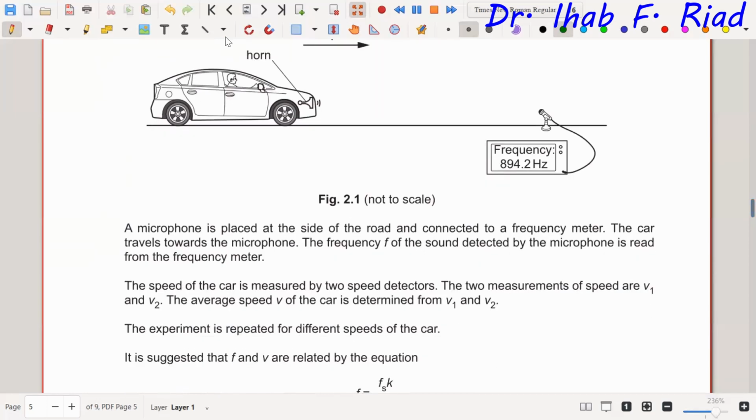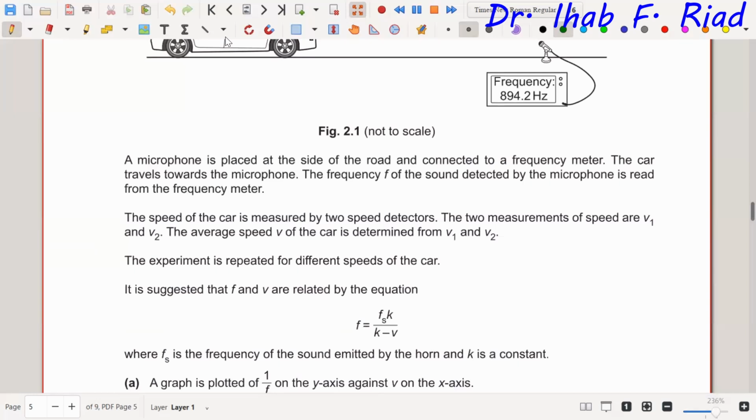A microphone is placed at the side of the road and connected to a frequency meter. The frequency meter is used to measure frequencies. The car travels towards the microphone. The frequency F of the sound detected by the microphone is read from the frequency meter.